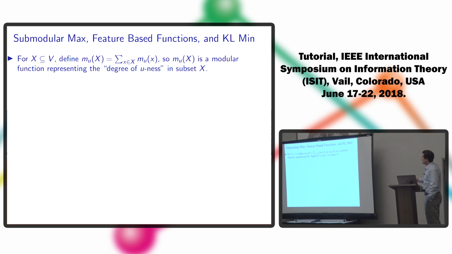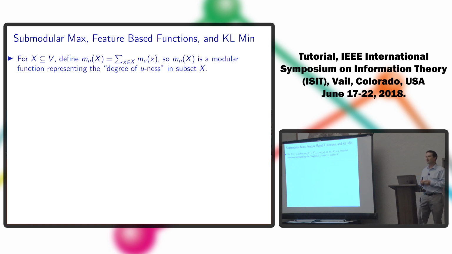So now if we think about a set of data items and choose a subset X, then M sub U of X is basically summing over all items in X, and it just sums up the U-ness of all of the objects in X, and hence this is a modular function. And it represents the degree of U-ness in the subset X, but it doesn't have any sort of diminishing returns. As we add more, it can only increase, and it never ends up being the case in this modular function that we say, okay, I've seen enough documents about New York City.